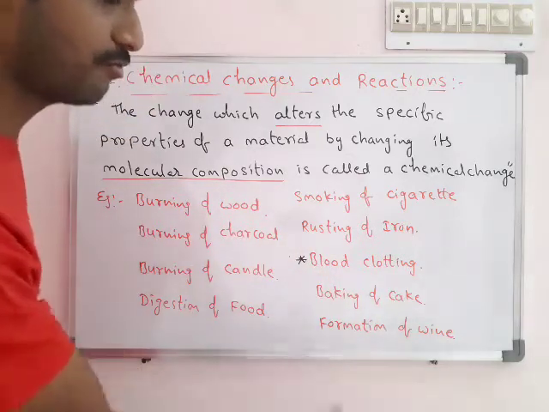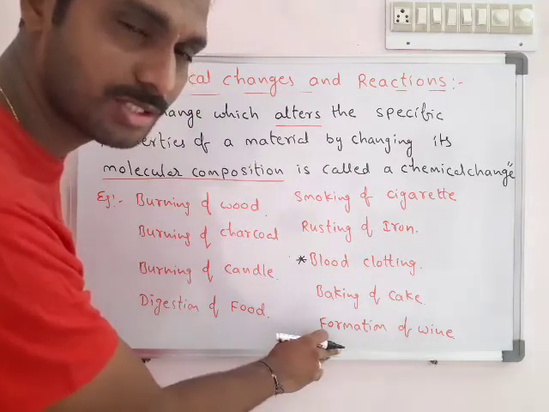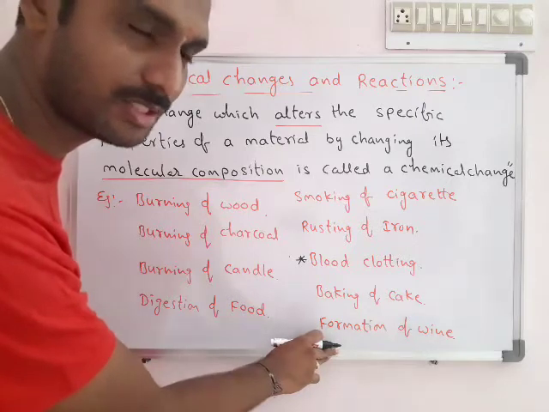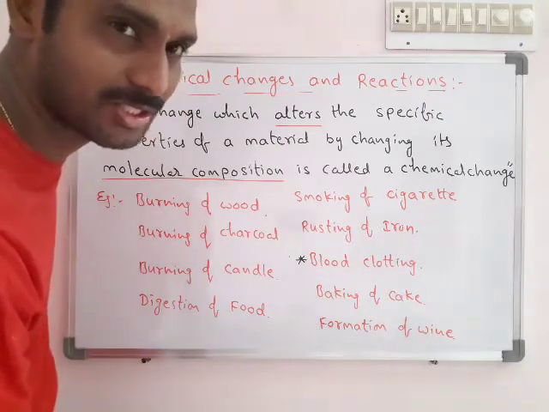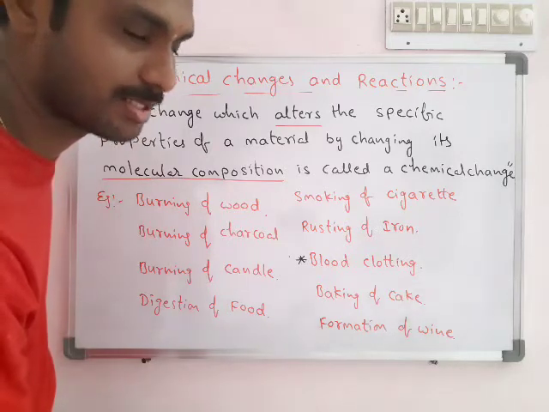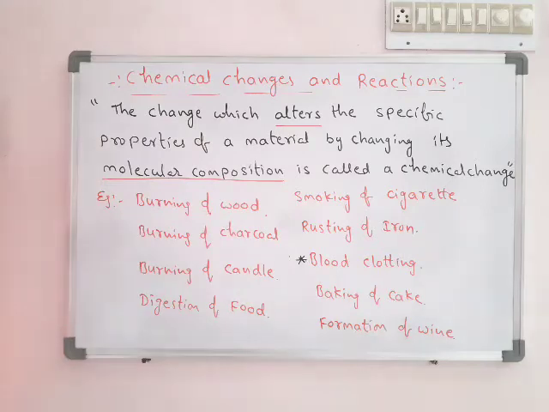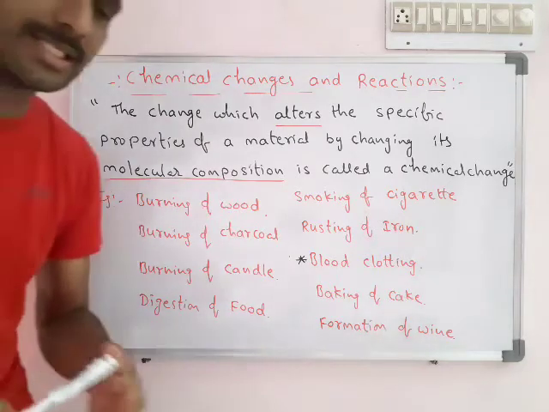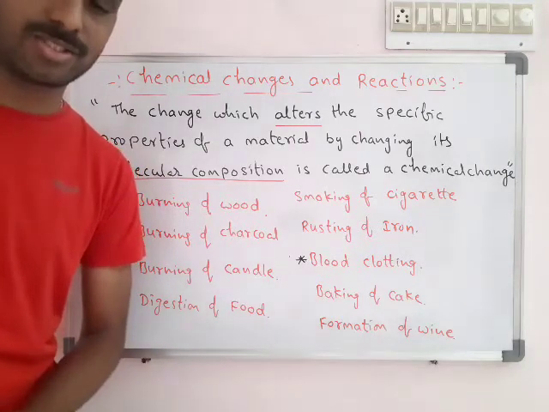Next, formation of wine. So the wine is formed with which fruit? Generally grapes. With grapes, by some chemical reaction called fermentation, they will get wine. And there are some more examples. It's very important to tell whether a given change is a physical change or a chemical change.